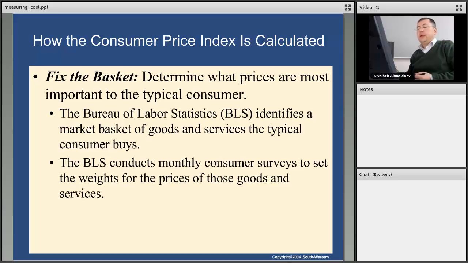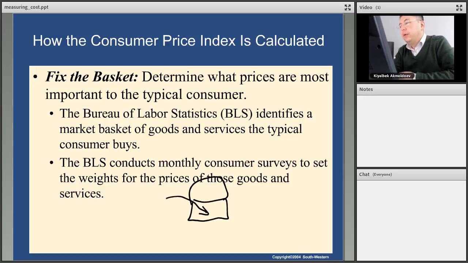The National Statistical Committee conducts mostly consumer surveys to set the weight of the price of goods and services. So we have a basket like this. Let's see. This is the basket. We put into this basket the goods and services that we consume every day or every month to survive.